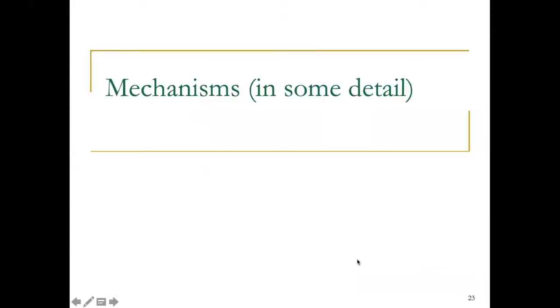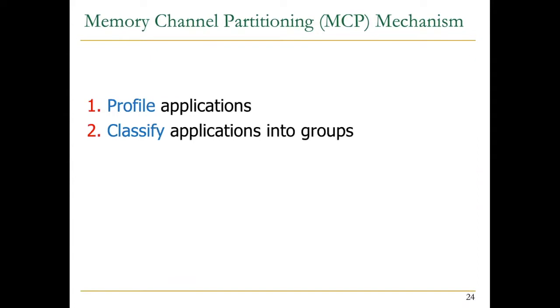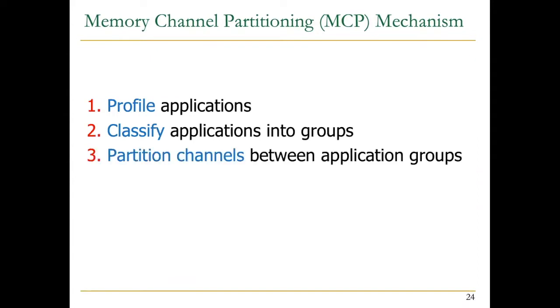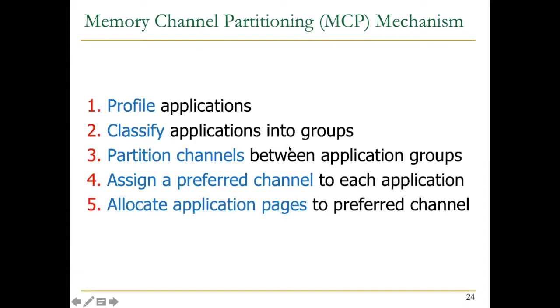So let's go into the mechanism in some detail now. The memory channel partitioning mechanism consists of 5 different steps. The first step is to profile the applications. Then we classify applications into groups, and I will talk about the groups. Then we partition channels between application groups, and then we assign a preferred channel to each application. Then we allocate application pages to the preferred channel.